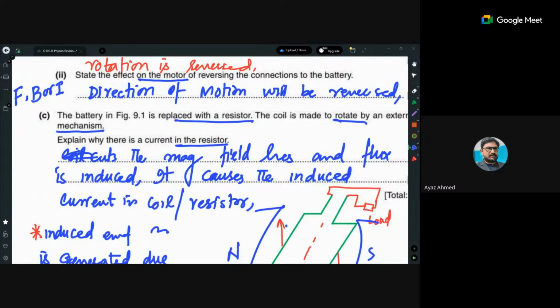State the effect on the motor of reversing the connections of the battery. So when we reverse the connections of the battery, what will happen to the direction of motion? The direction of the motion will be reversed. For this, I told you three things: the force is reversed, I mean, the rotation is reversed either by reversing the magnetic field or the battery, I mean the current. But if you reverse both of them, nothing will happen. Okay, is it clear to you?